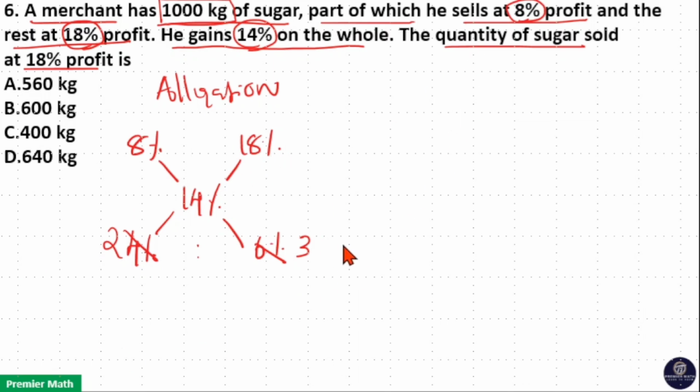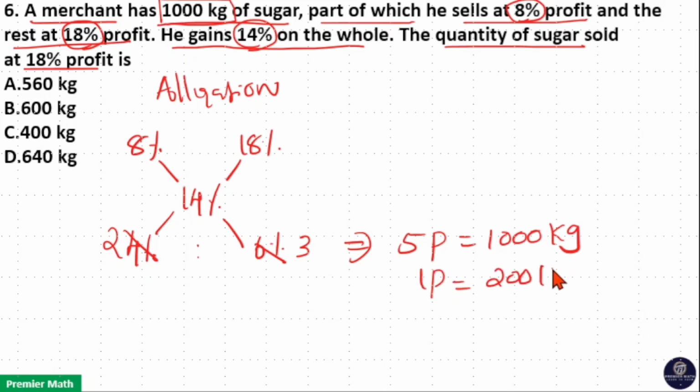So, here the total amount of sugar is 1000 kg. That is 2 plus 3, total 5 parts, is equal to 1000 kg. Then 1 part is equal to 200 kg. Which means we need to find out the quantity of sugar sold at 18%. That is 3 parts is equal to 3 into 200, 600 kg. So option B is your answer.